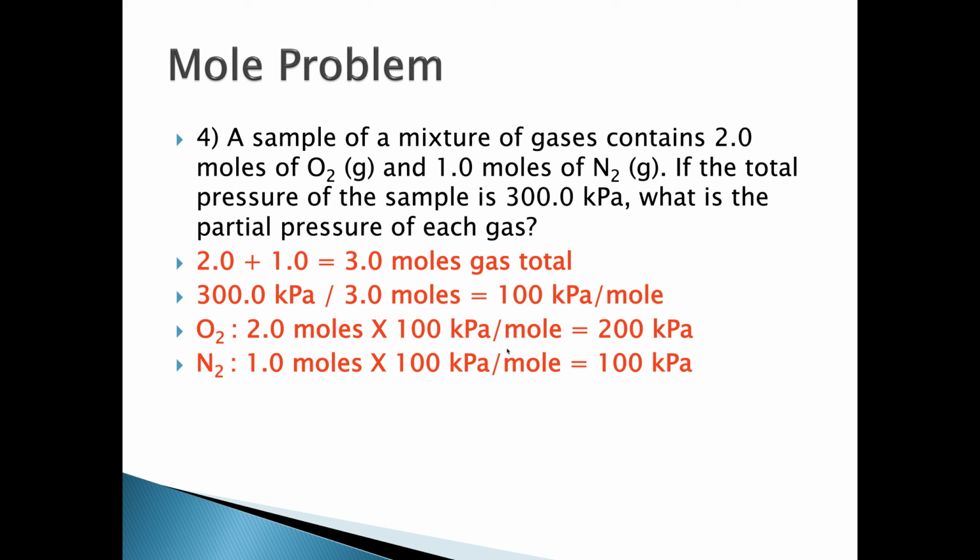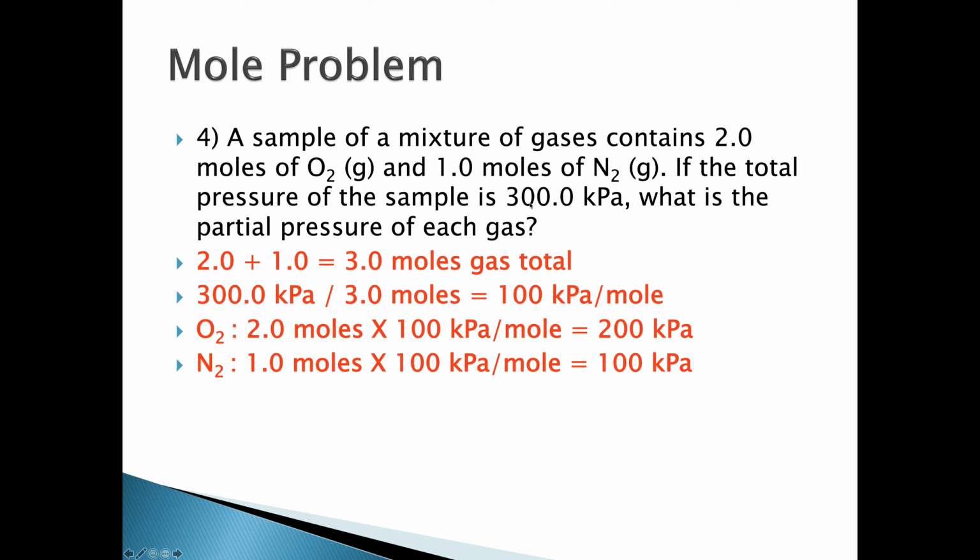Number 4. A sample of a mixture of gases contains 2 moles of oxygen gas and 1 mole of nitrogen gas. If the total pressure of the sample is 300 kilopascals, what is the partial pressure of each gas? Well, we have 2 moles of one kind of gas and 1 mole of the other kind of gas. That gives us 3 moles total.